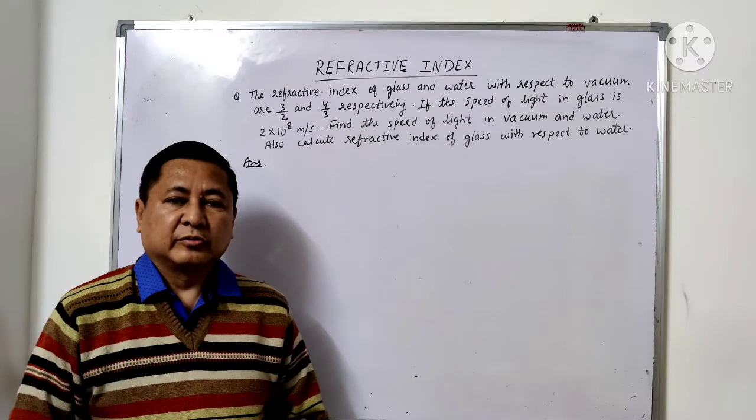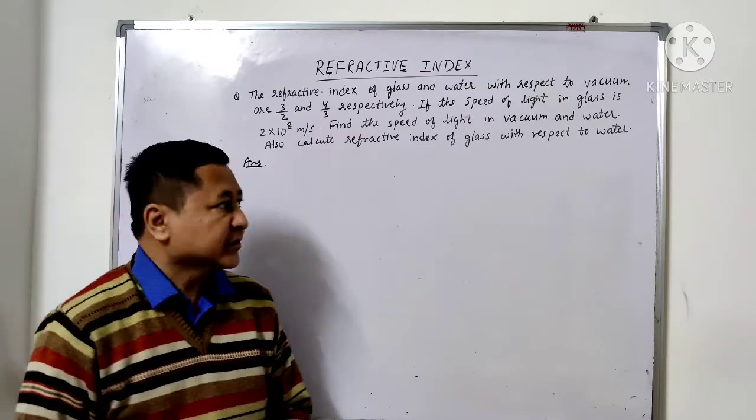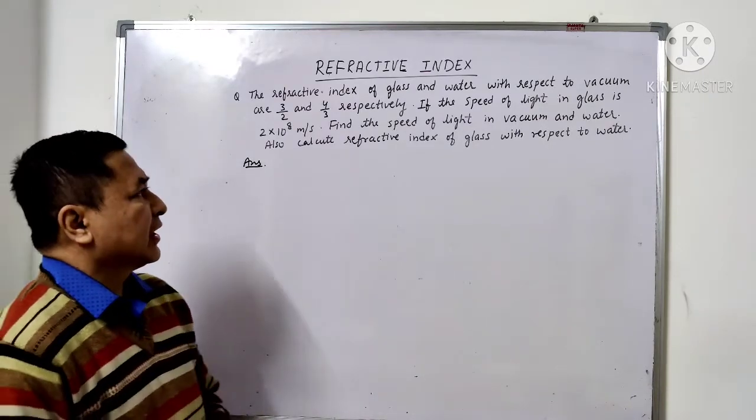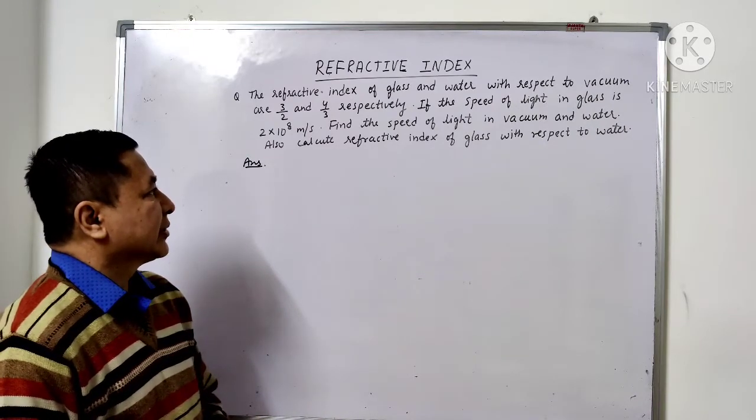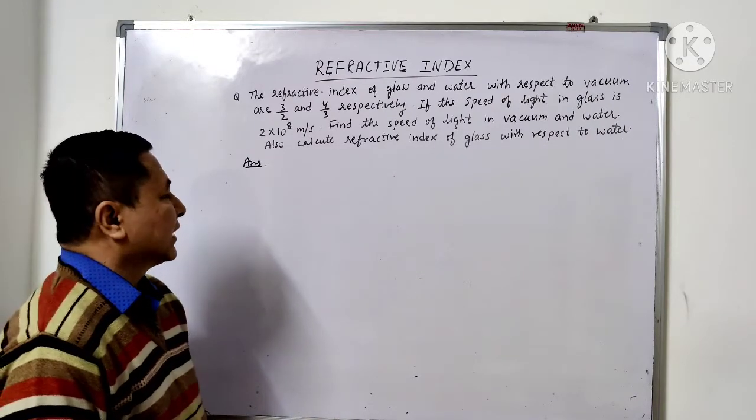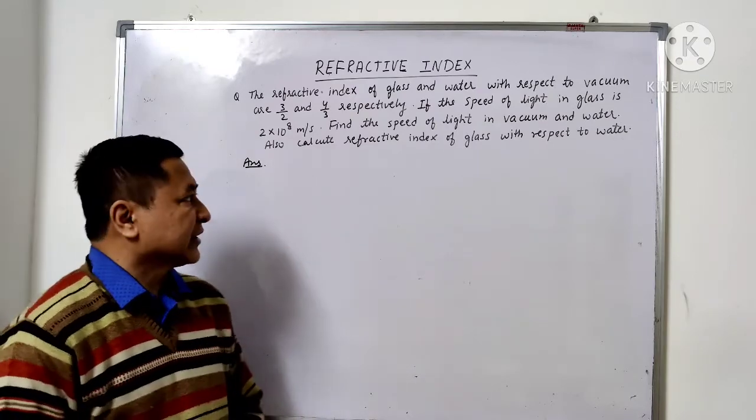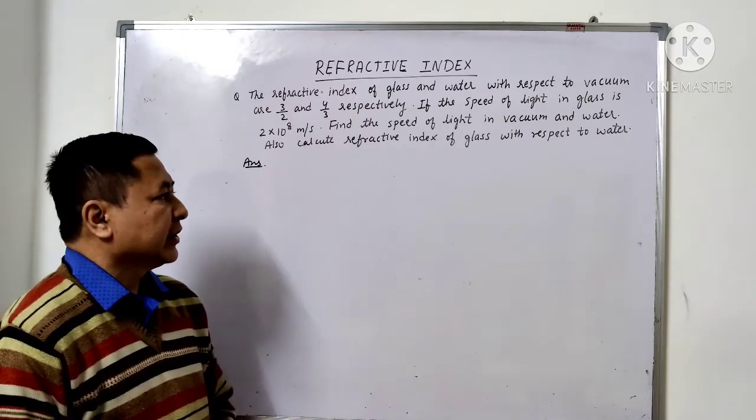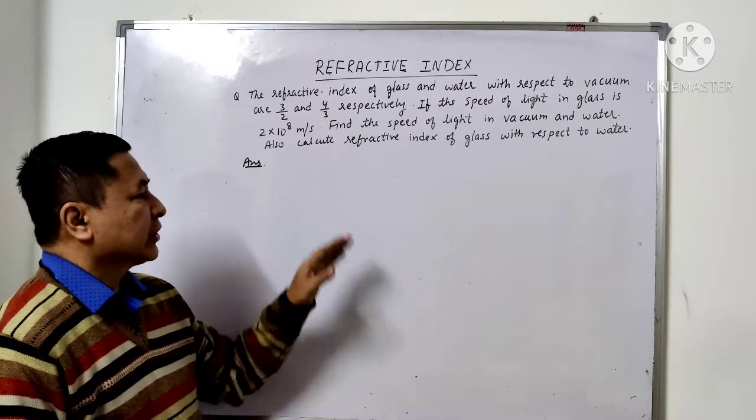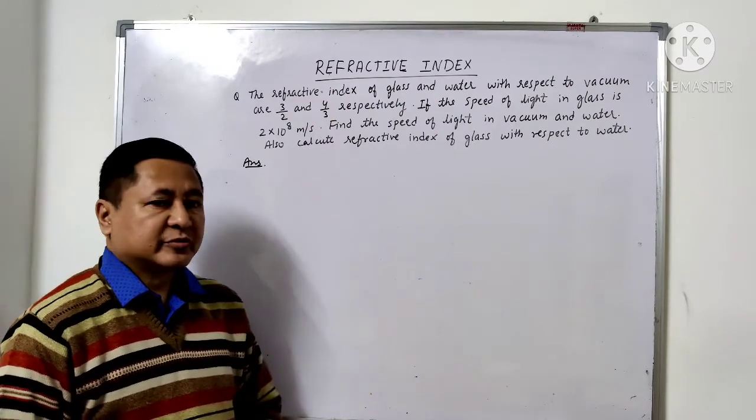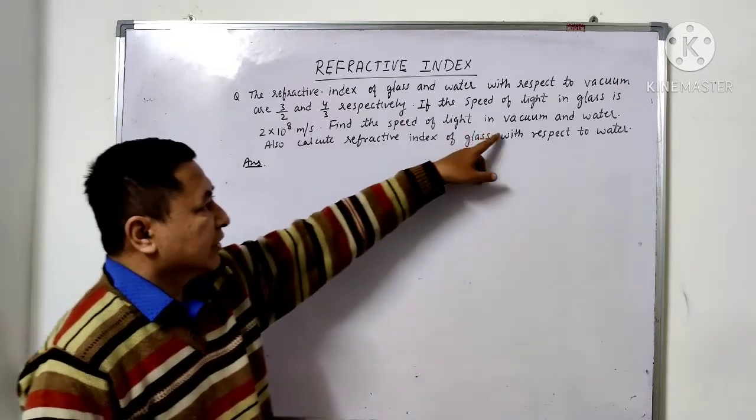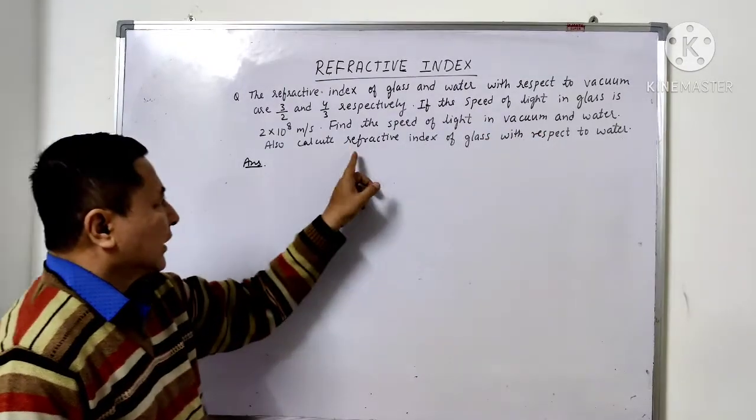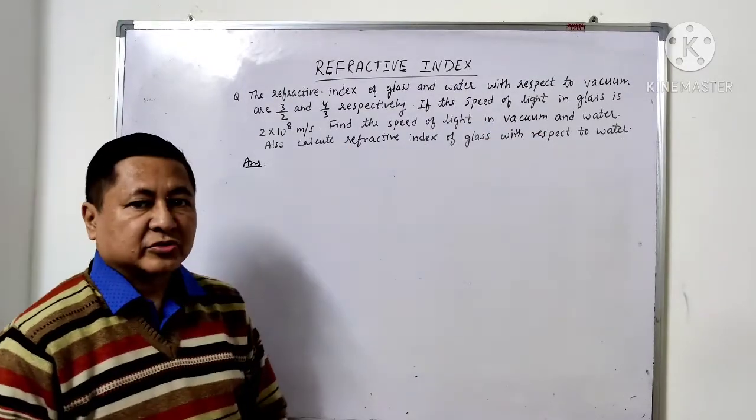Now let us solve one more question based on refractive index. The refractive index of glass and water with respect to vacuum are 3/2 and 4/3 respectively. If the speed of light in glass is 2 into 10 raised to 8 meter per second, find the speed of light in vacuum and water, and also calculate the refractive index of glass with respect to water. So we have to find three things here: speed of light in vacuum, speed of light in water, and the refractive index of glass with respect to water.